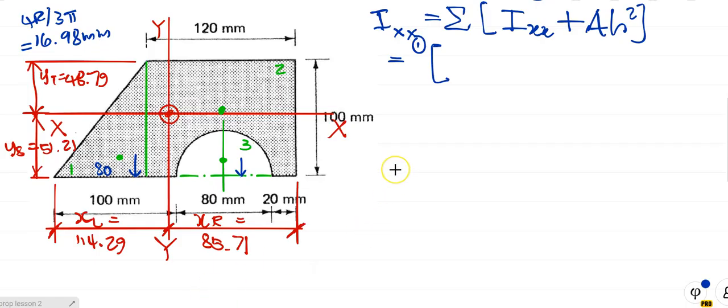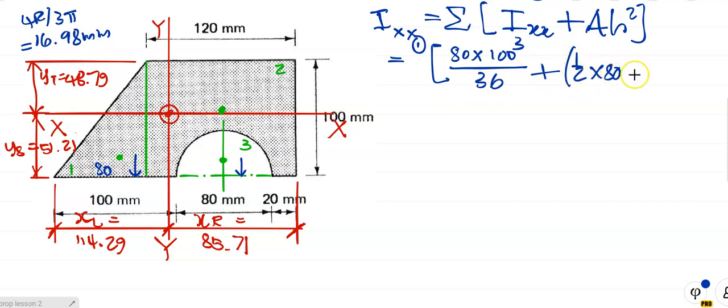What's B? What's D? B is the side parallel to the axis we take the second moment of area about. So B is 80 and D is 100. Get that right. So it's 80 times 100 cubed over 36. If you make it 12, it's going to be wrong. Plus A, the area, half base times height: half times 80 times 100, times h squared. Are you tuning in? You need to tune in.